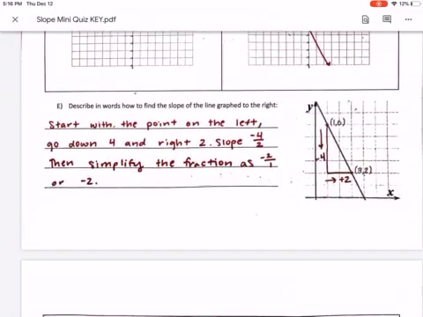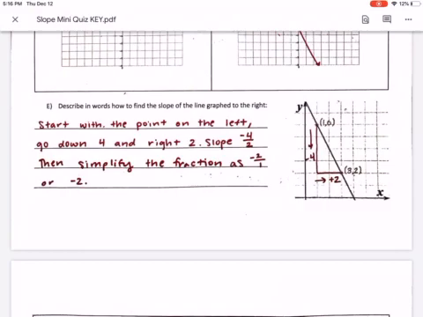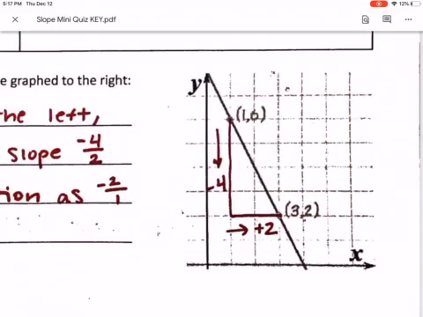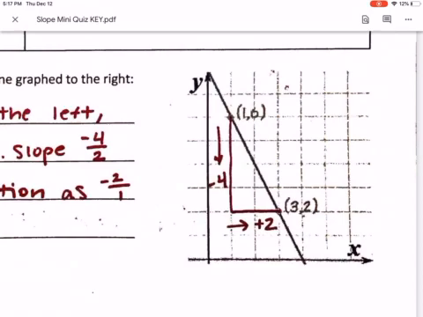Okay, the last one, I was just wondering if you could tell me in words how you find slope between 2 points. So here's just a general idea. Start with the point on the left, go down 4 and right 2. So the slope would be -4/2. Then you simplify that fraction as -2/1 or -2. I did give you the 2 points on the graph, so you might have wanted to kind of color over those, make them a little more prominent, and then make the right angle so that you can count boxes.